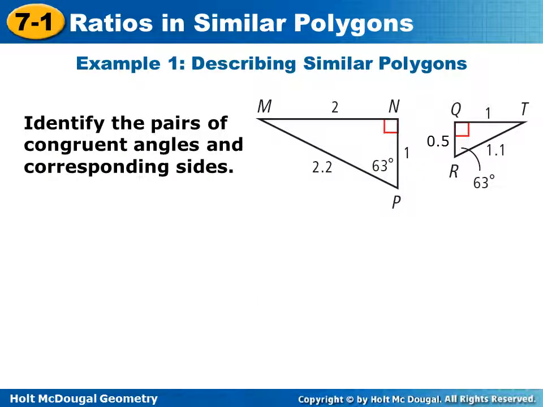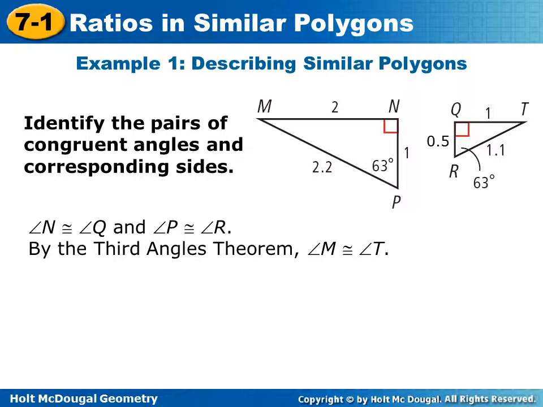Here we're going to identify the pairs of congruent angles and corresponding sides. Our corresponding angles are N and Q, because they're both right angles, P and R, because they're both 63, and M and T, because if two angles are congruent, then the third angle must be congruent. So that's our third angle theorem.